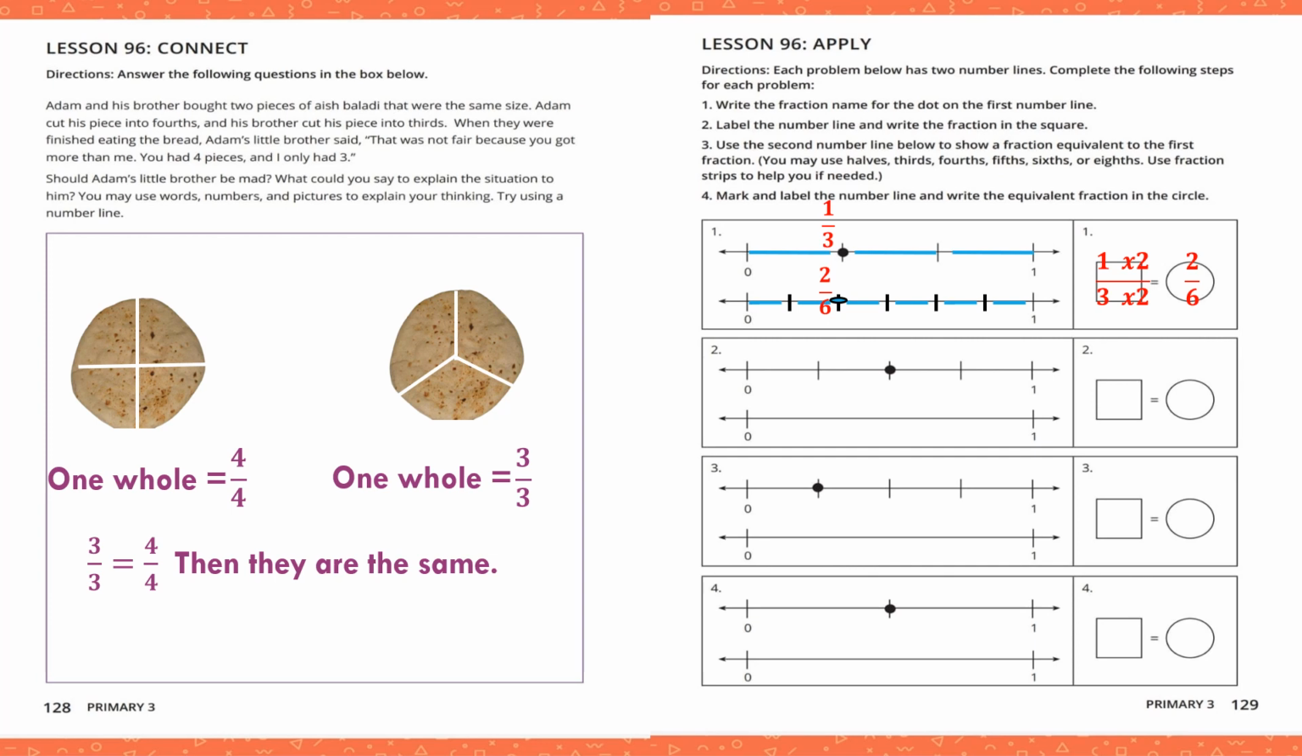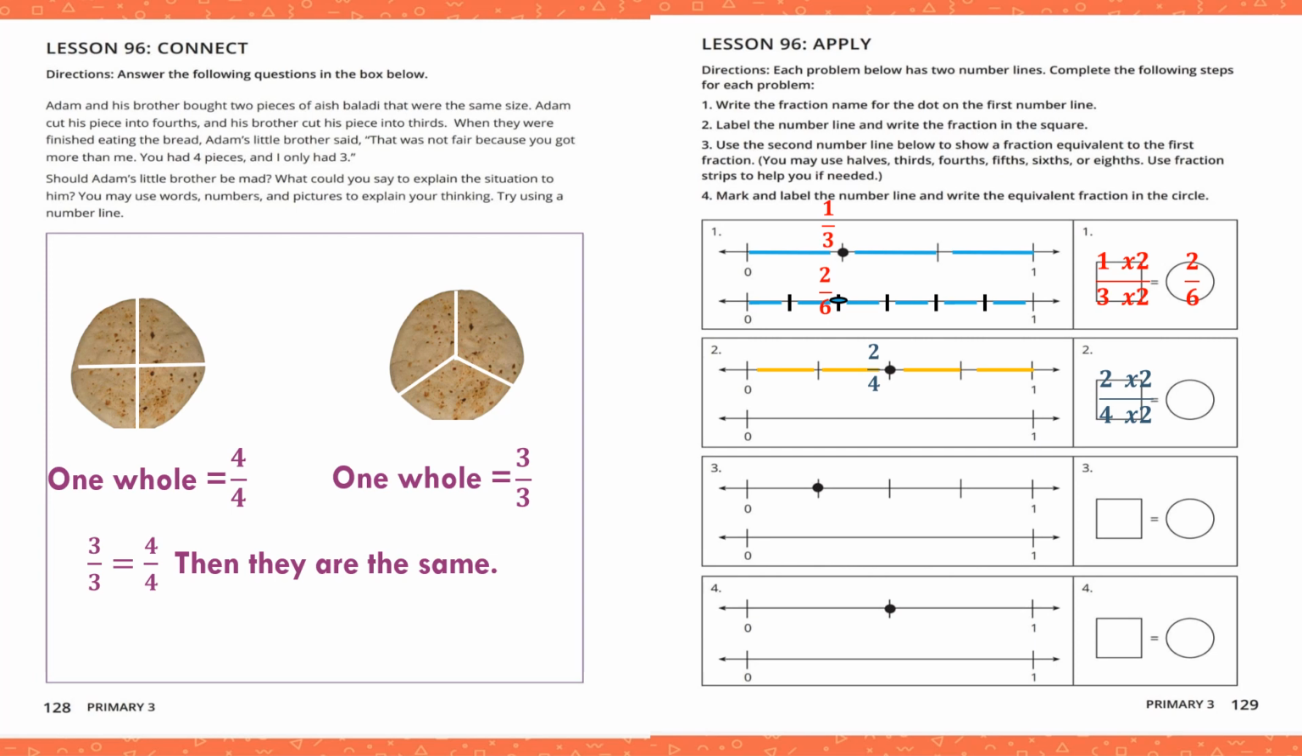Number 2, we will count the parts. 1, 2, 3, 4. 4 parts. Then the denominator will be 4. Here 0 over 4, 1 over 4, 2 over 4.